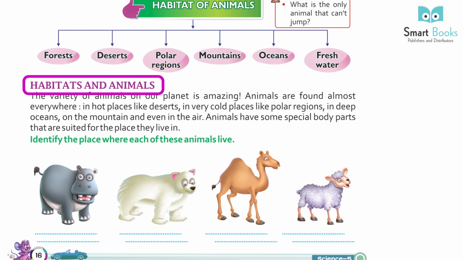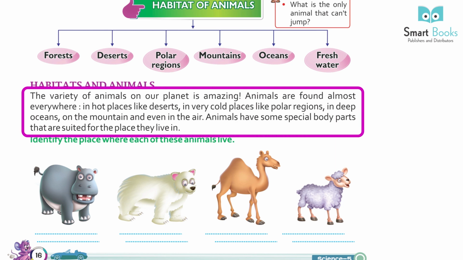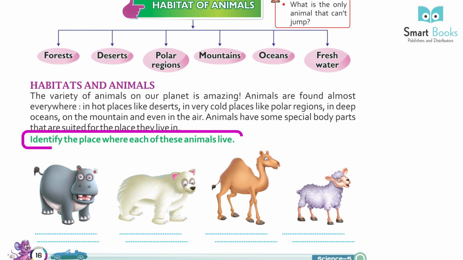Habitats and animals. The variety of animals on our planet is amazing. Animals are found almost everywhere: in hot places like deserts, in very cold places like polar regions, in deep oceans, on the mountains, and even in the air. Animals have some special body parts that are suited for the place they live in. Identify the place where each of these animals lives.